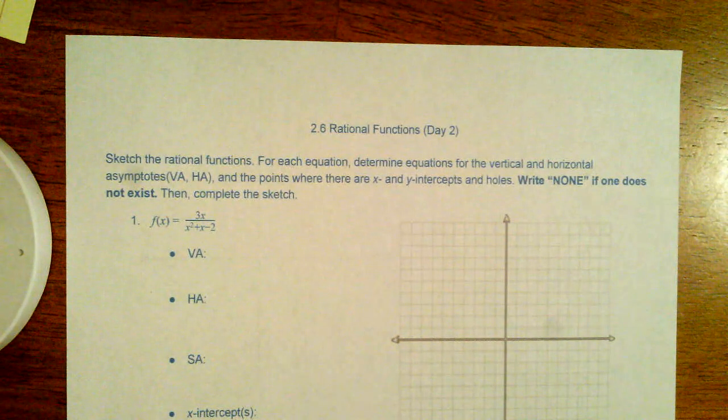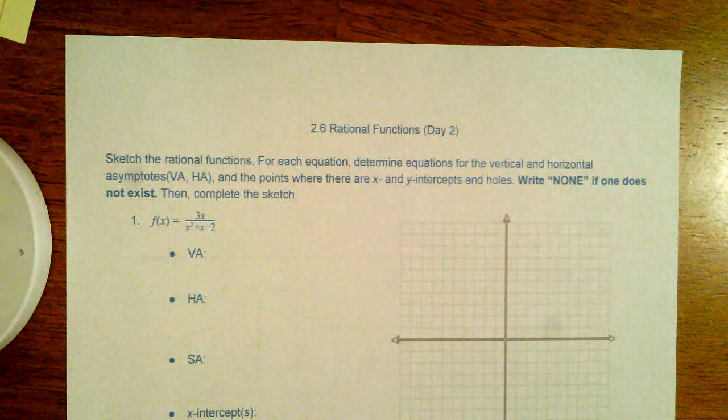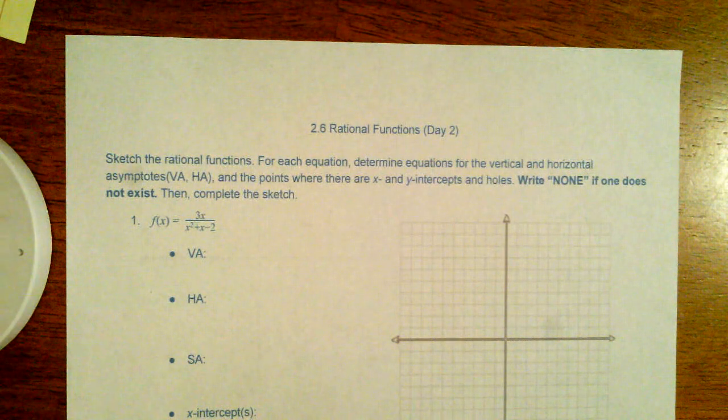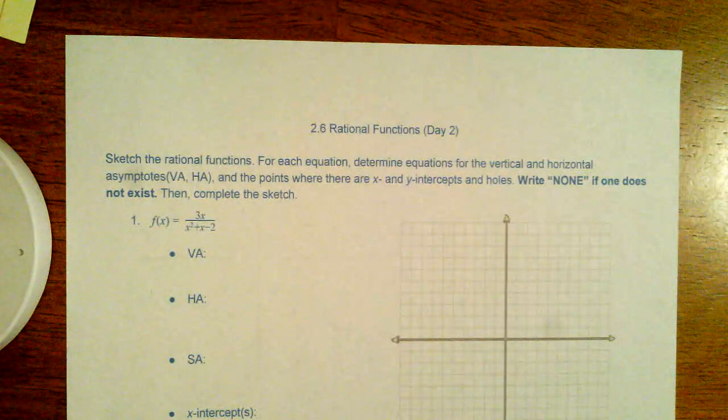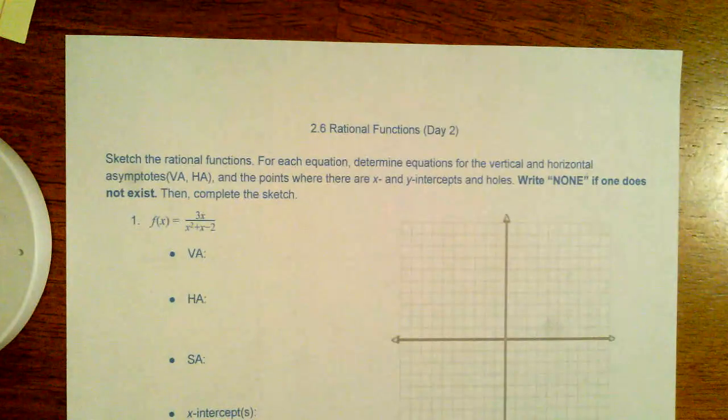We are going to continue with our notes for 2.6 rational functions, day 2. Today we want to sketch rational functions. For each equation, we want to determine equations for the vertical and horizontal asymptotes. We're going to abbreviate those as VA and HA respectively, and the points where there are x and y intercepts and holes. We're going to write none if one does not exist. Then we want to complete the sketch.